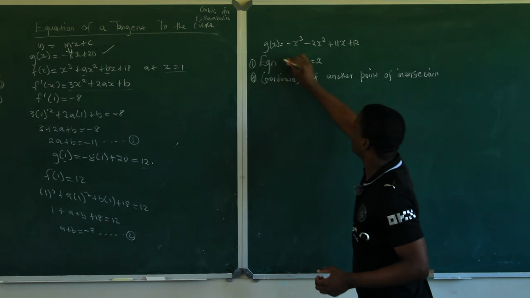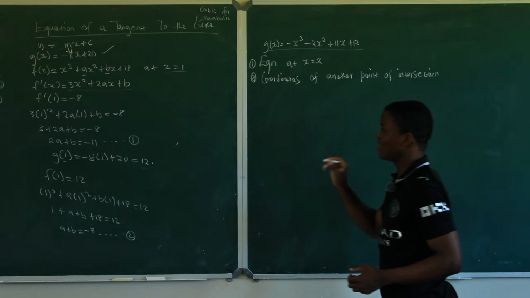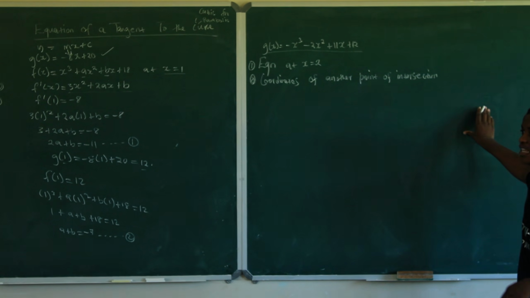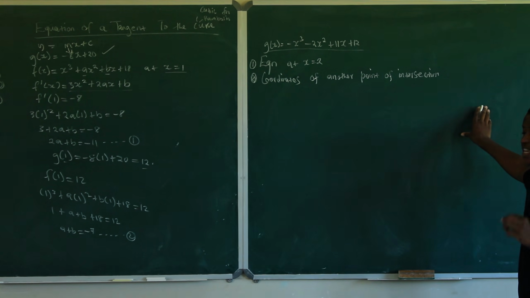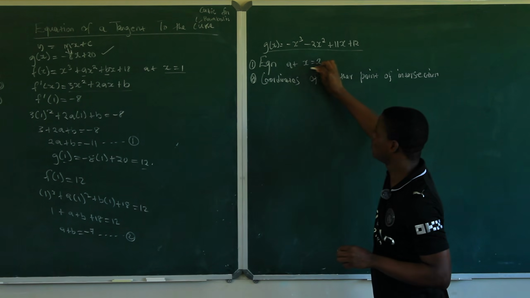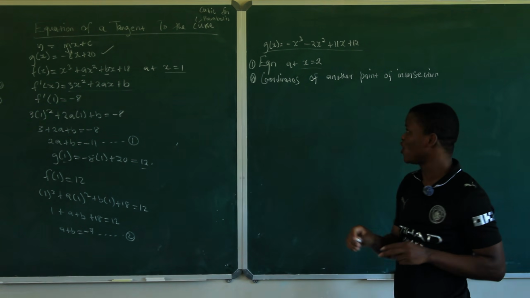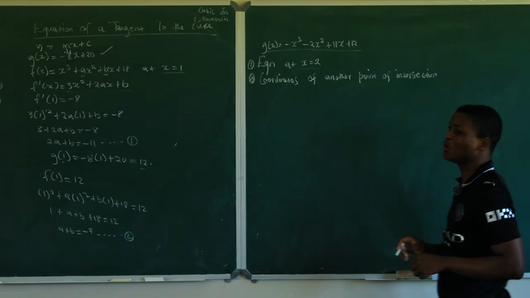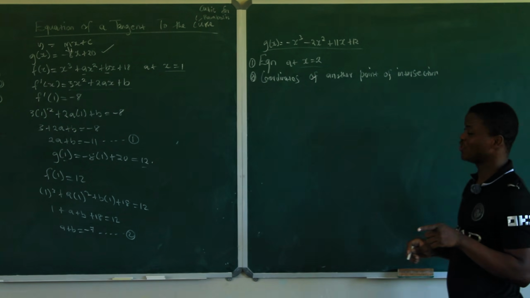So here we are given what? We are given the equation of a curve and the equation of a tangent at x equals to 2, right? Find the equation of a tangent to this cubic function at x equals to 2. So you know what to do.